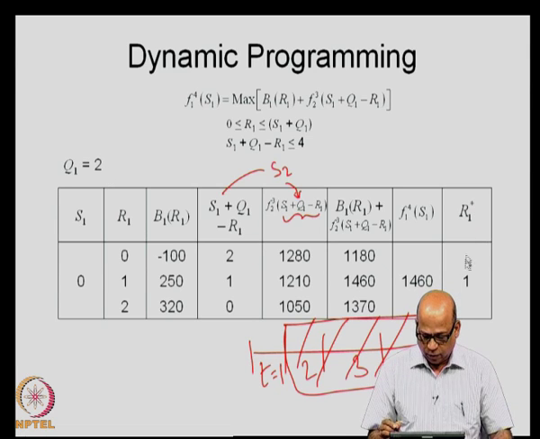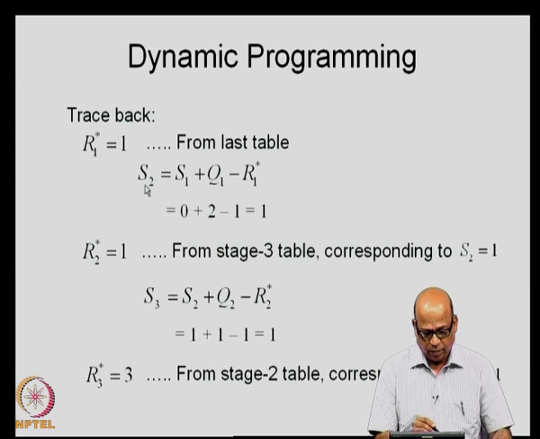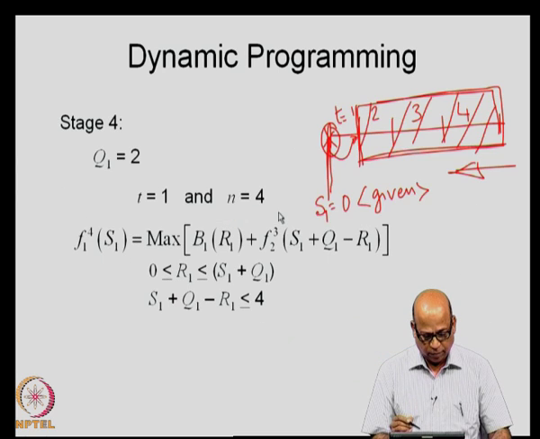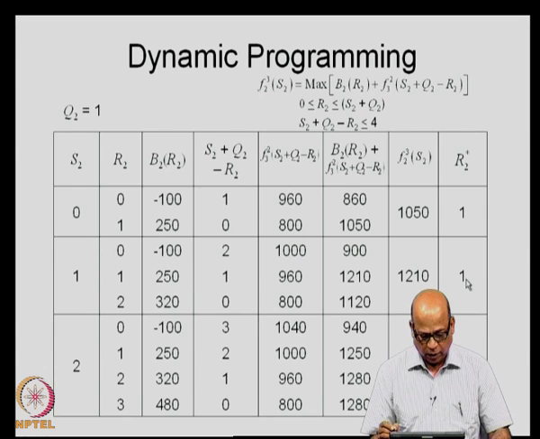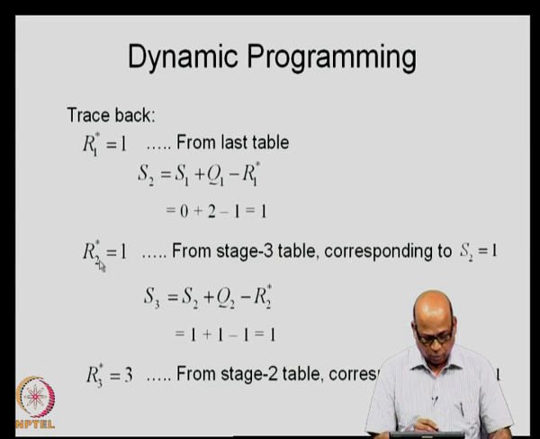So, R1 star is 1, which means 0 plus 2 minus 1. So, you will get S2 is equal to S1 plus Q1 minus R1 star. S1 is 0, Q1 is 2, R1 star is 1. Therefore, you will get S2 is equal to 1. Go to stage 3 calculation and look at what is the decision corresponding to S2 is equal to 1. It says R2 star must be 1. So, we will implement that. R2 star is 1.